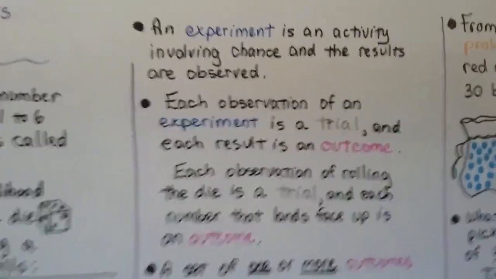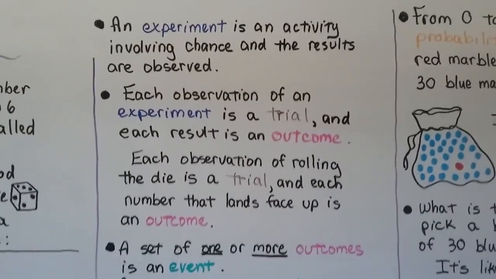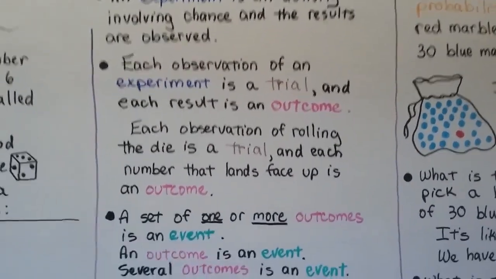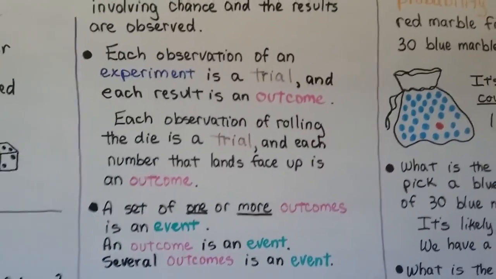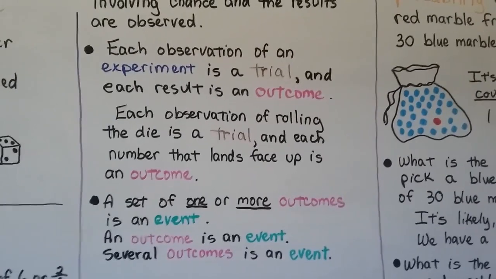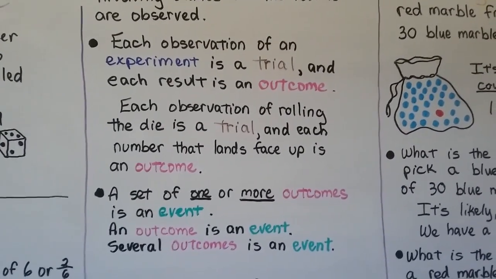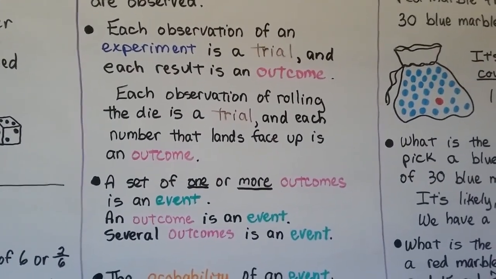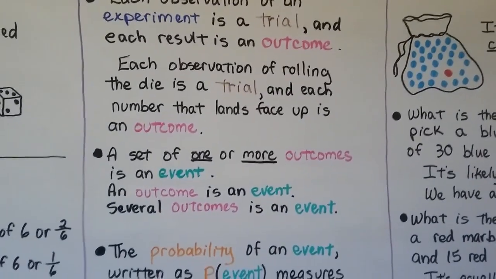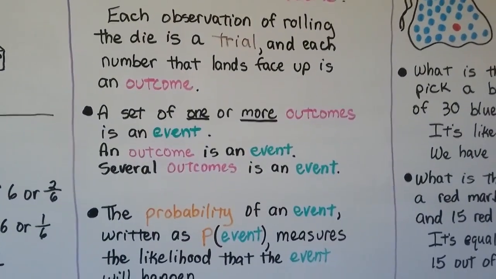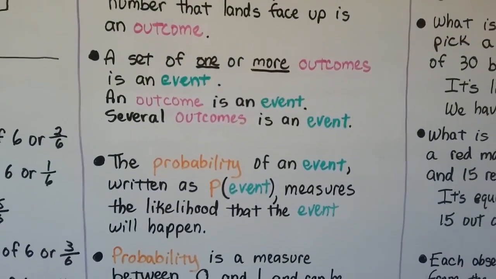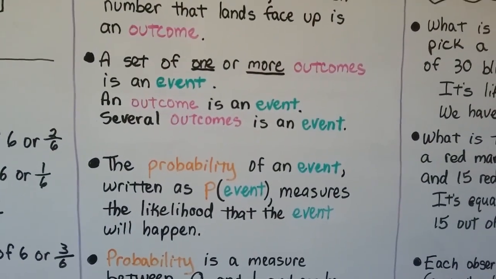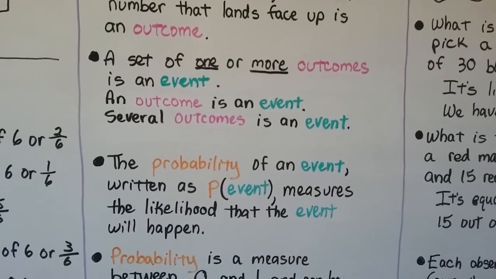An experiment is an activity involving chance and the results are observed. Each observation of an experiment is a trial, and each result is an outcome. Each observation of rolling the die is a trial, and each number that lands face up is an outcome. And a set of one or more outcomes is an event. An outcome is an event, and several outcomes is an event. It could be one or more.